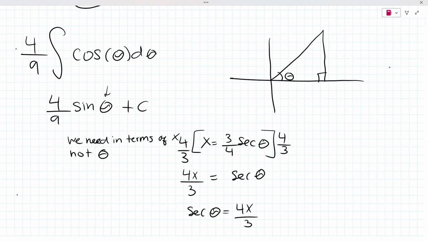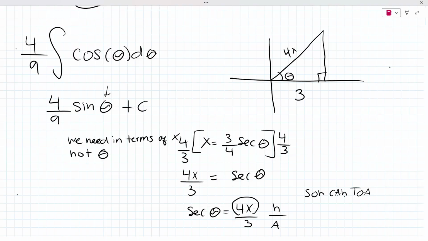Okay, so now what we know is we can plug in, we can do our SOHCAHTOA thing, so draw a triangle. Secant is the reciprocal of cosine. So if cosine is adjacent over hypotenuse, the reciprocal of that will be hypotenuse over adjacent, right? So this 4x is your hypotenuse. This 3 is your adjacent.